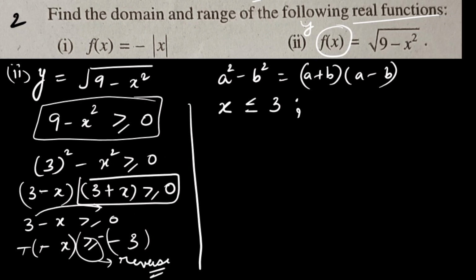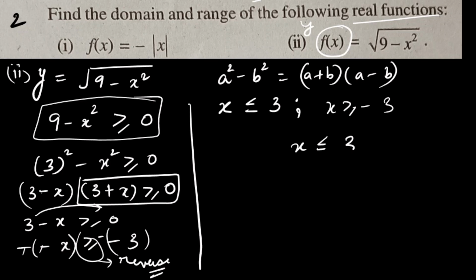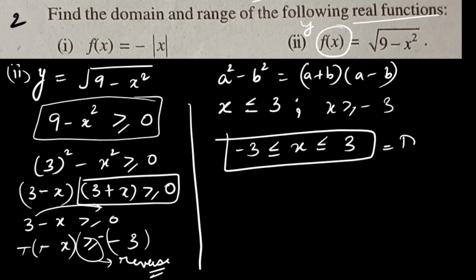Now the other part: 3 plus x is greater than or equal to 0. Again we will shift 3 to the other side, so I'll get x is greater than or equal to minus 3, because when positive 3 goes to the other side, it becomes negative 3. So in a single inequation, what will it become? What are the possible values of x? I can write it as x is less than or equal to 3 and greater than or equal to minus 3. So the possible values of x are equal to the domain.